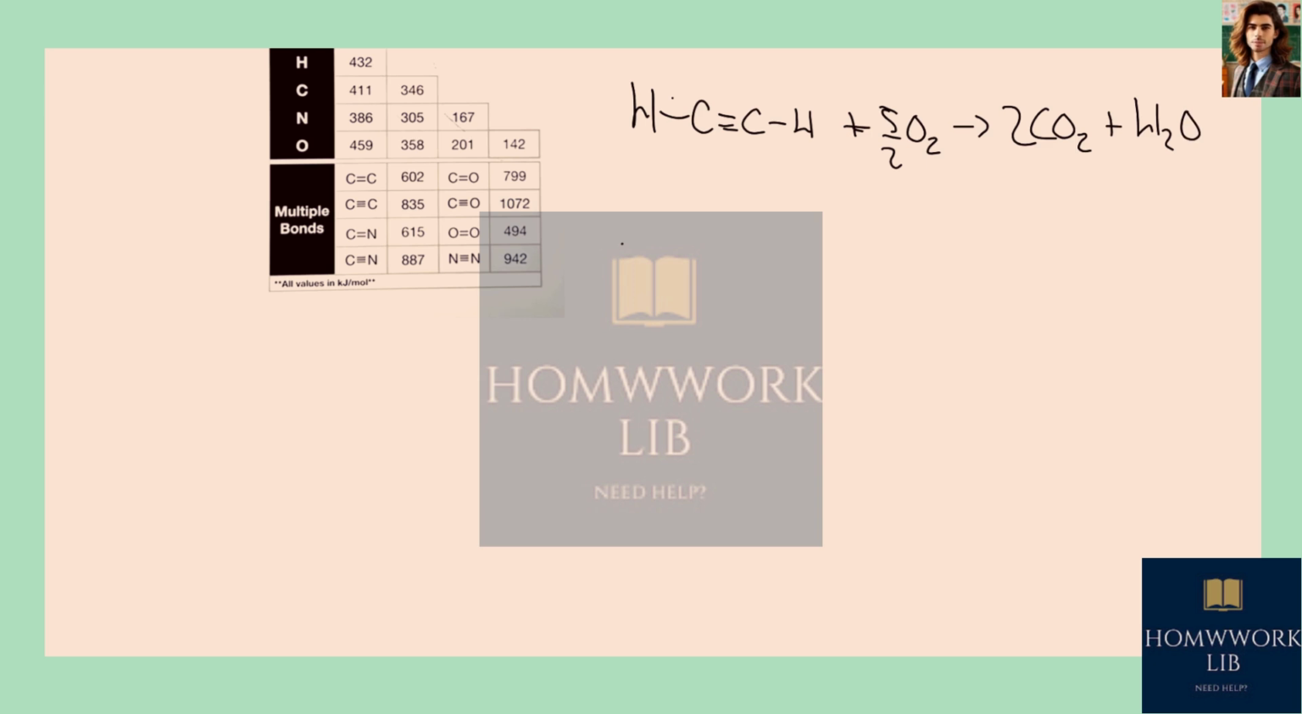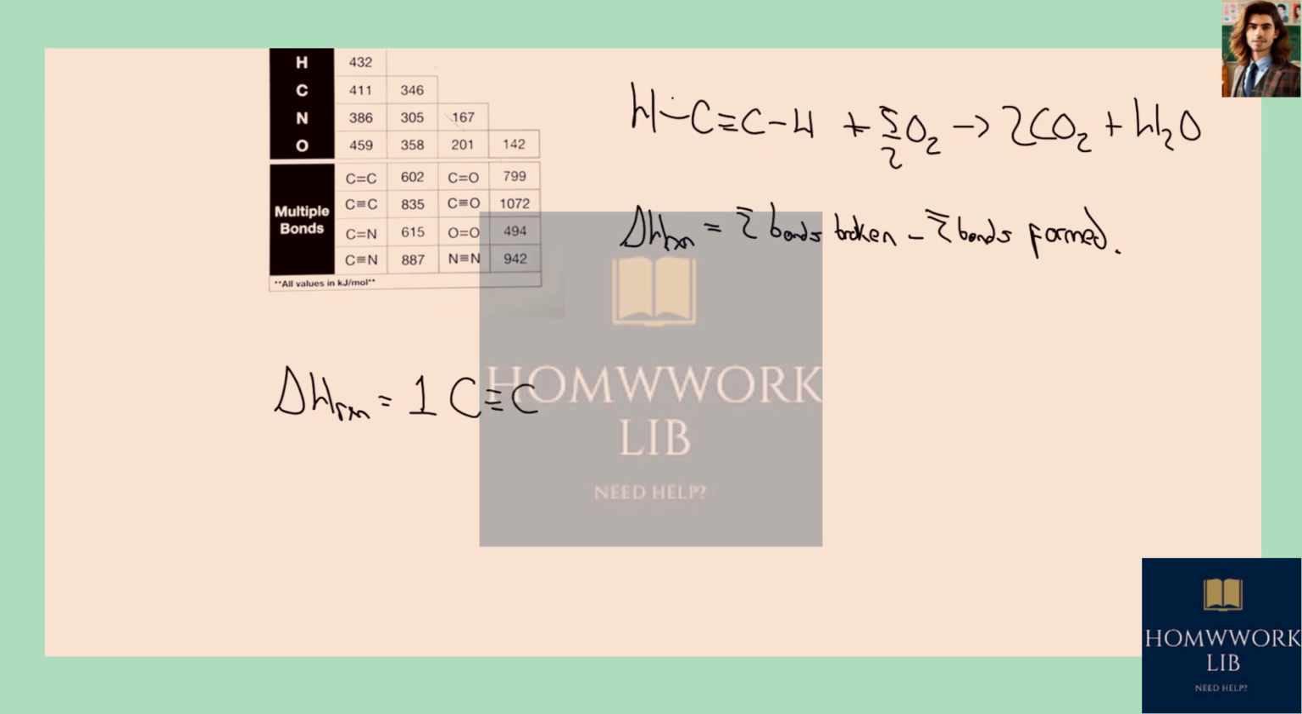So in this case, remember that the delta H of a reaction can be estimated as the sum of the bonds that are being broken minus the sum of the bonds that are being formed. In this case, the bonds broken are going to be 1 carbon triple bond carbon plus 2 carbon hydrogen bonds plus 5/2 oxygen double bond oxygen. And the bonds that are being formed are going to be a total amount of 4 carbon double bond oxygen plus 2 oxygen hydrogen single bonds.